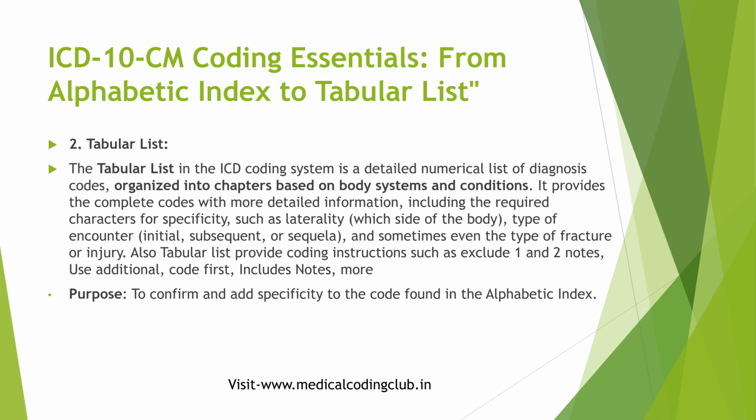So the purpose of the tabular list is to confirm and add specificity to the code found in the alphabetic index. Okay, so this is all about the tabular list. Now we will see an example and understand the alphabetic index and tabular list together.